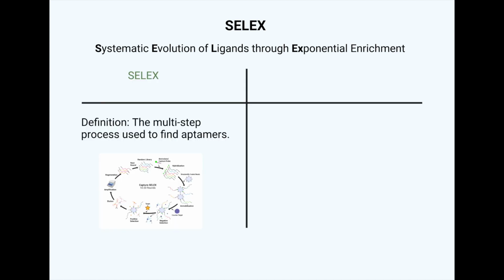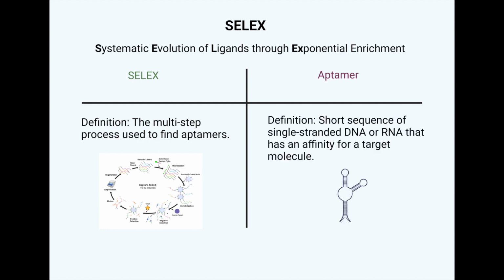It takes multiple steps to complete a round of SELEX, and it takes multiple rounds of SELEX to find an aptamer, but we'll talk more about that later. As a quick reminder, an aptamer is a short sequence of single-stranded DNA or RNA that has an affinity for a target molecule. The relationship between SELEX and aptamers is that SELEX is the process and the aptamer is the product. In other words, you do SELEX to get aptamers.